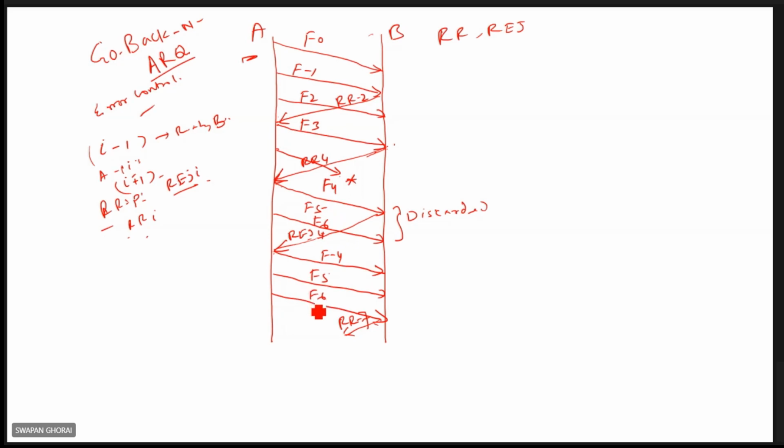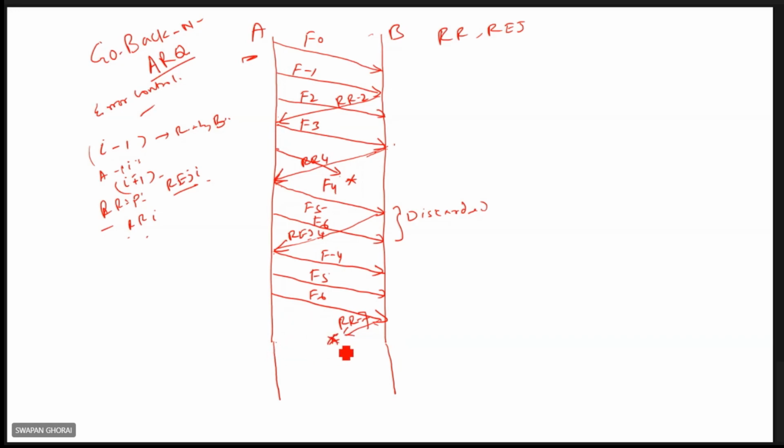Next case, you see, after getting this F6, B transmits the acknowledgement RR7, but say this RR7 is now lost. This acknowledgement is lost. Then what will happen? You can see here, the acknowledgement RR7 is lost. But A will continue to transmit the next frames, say F0 to F6, 7 frames transmitting.